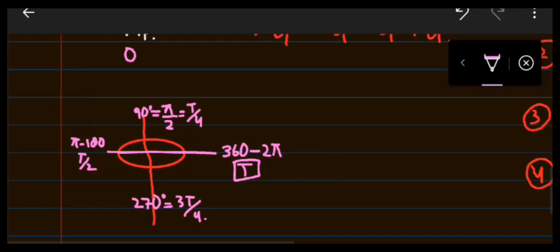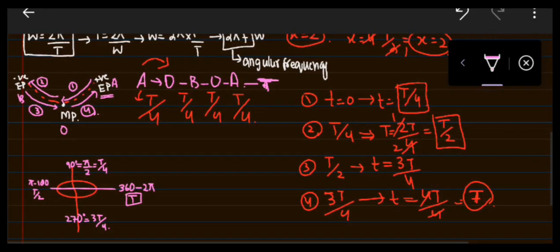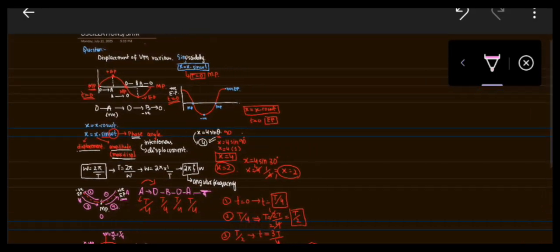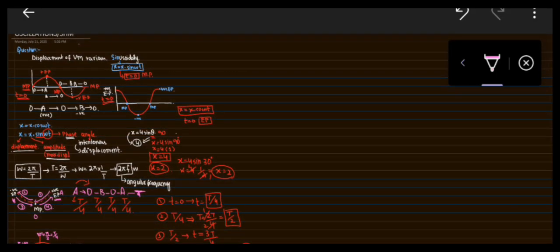So here you can see you got this in the circle graph also. So I hope this is clear. In the next video we'll solve some of the questions and then we will start our main topic of SHM.